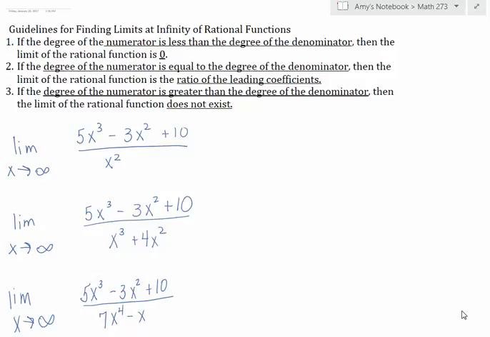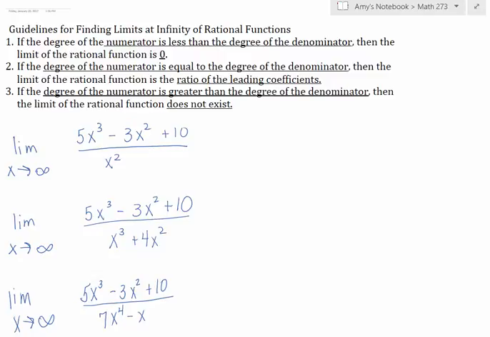Okay, students, we're going to continue on with what we were talking about today in class. The notes that I gave you as you were leaving were the guidelines for finding limits at infinity of rational functions. And remember that if the degree of the numerator is less than the degree of the denominator, then the limit of a rational function is 0.